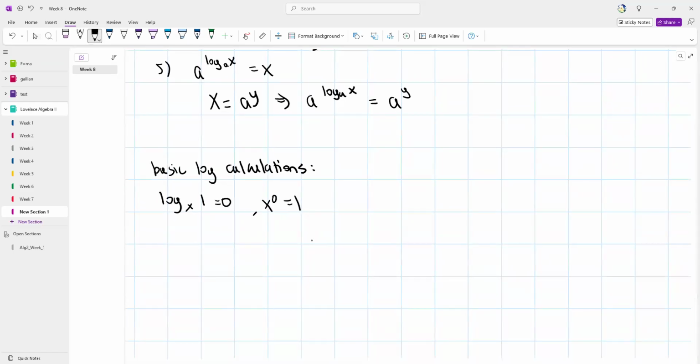So maybe we can say, example: solve for x in 3 to the power of 3x plus 1 is equal to 3 to the power of 2x plus 5. So we can think about that.